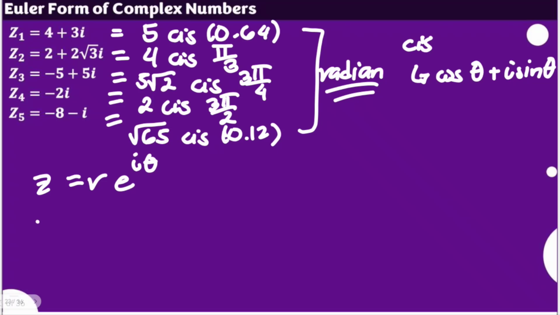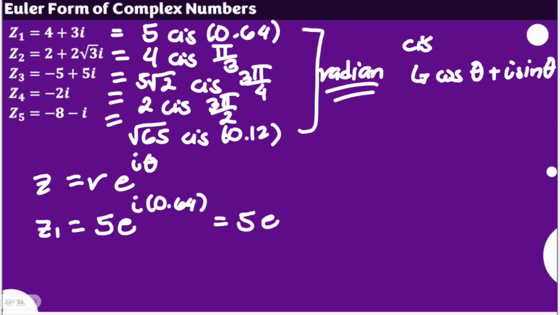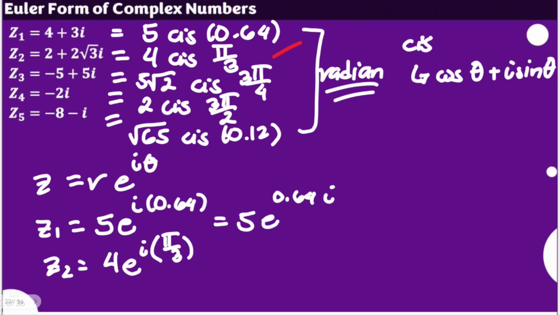That would mean our z sub 1, being our r, which is 5, we have e to the power of I times 0.64, or you can rewrite this as 5 e to the power of 0.64 I. Our z sub 2 is actually 4 CIS pi over 3. So you have here your r is 4, and you have e to the power of I times pi over 3, or you can write that again as 4 e to the power of pi I over 3.